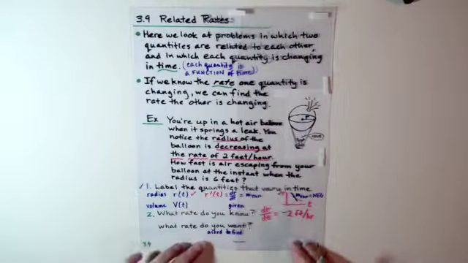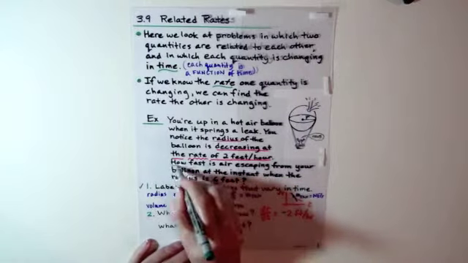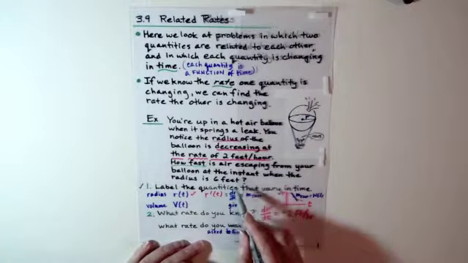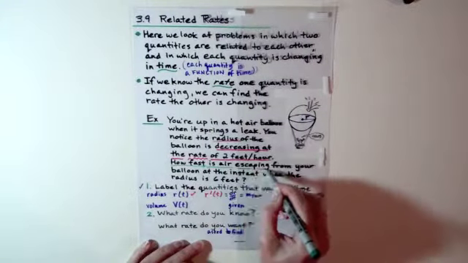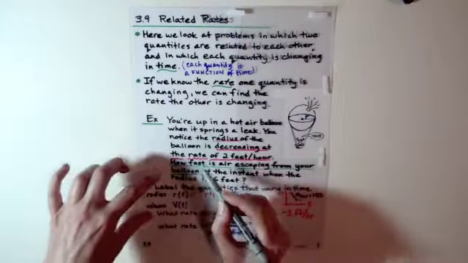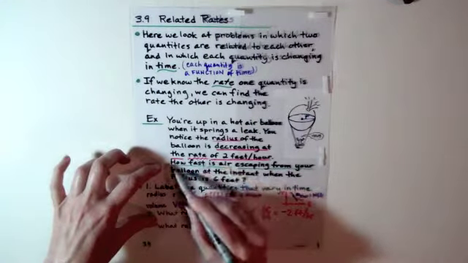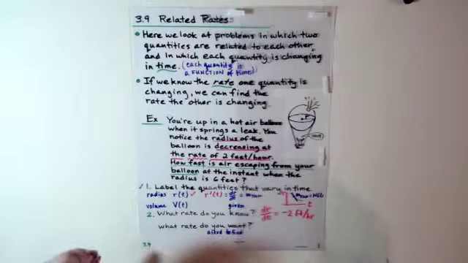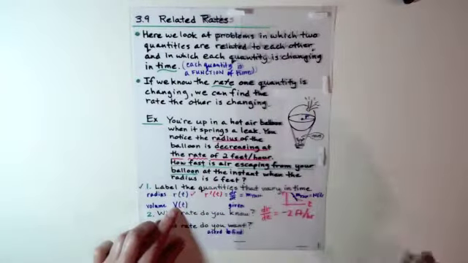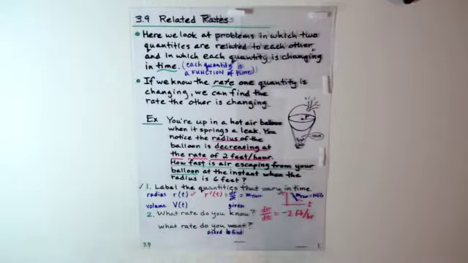Okay, let's see if we can decide what we are asked to find. Notice it says how fast is air escaping from your balloon at the instant when the radius is 6 feet. How fast is really asking for a rate that air is escaping. Remember, we said the amount of air is really measured by the volume of the balloon. So we are really asked to find the rate that the volume is changing in time. How fast are we losing volume out of this balloon? Well, that's the rate that we're asked to find.